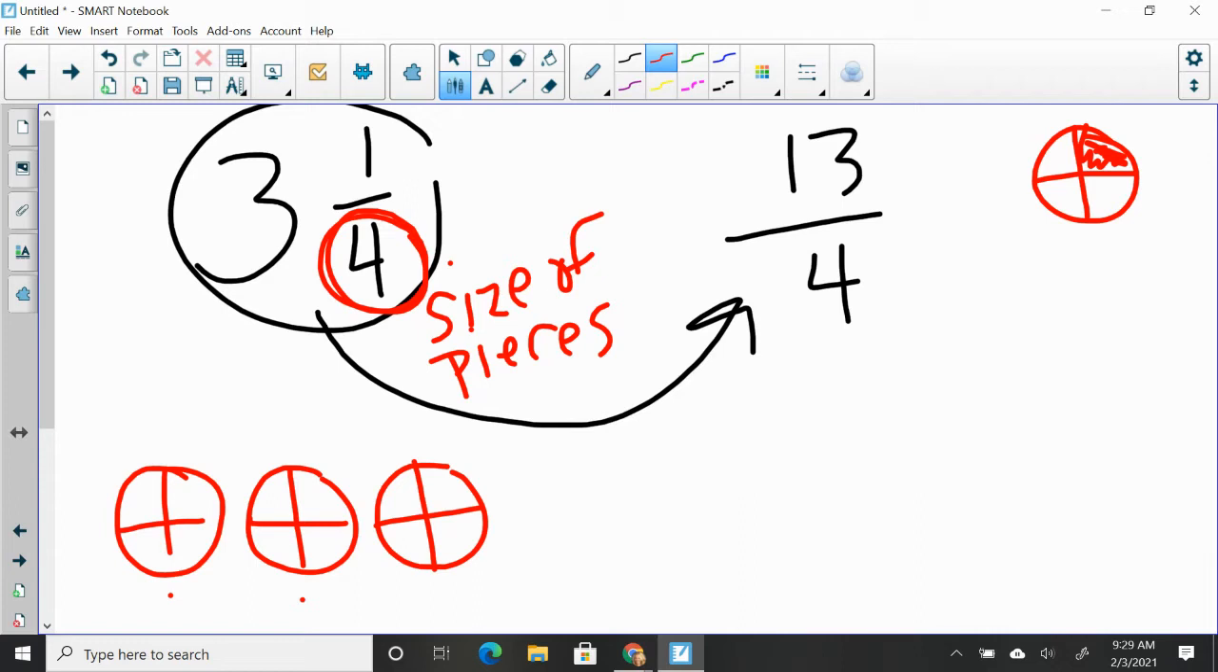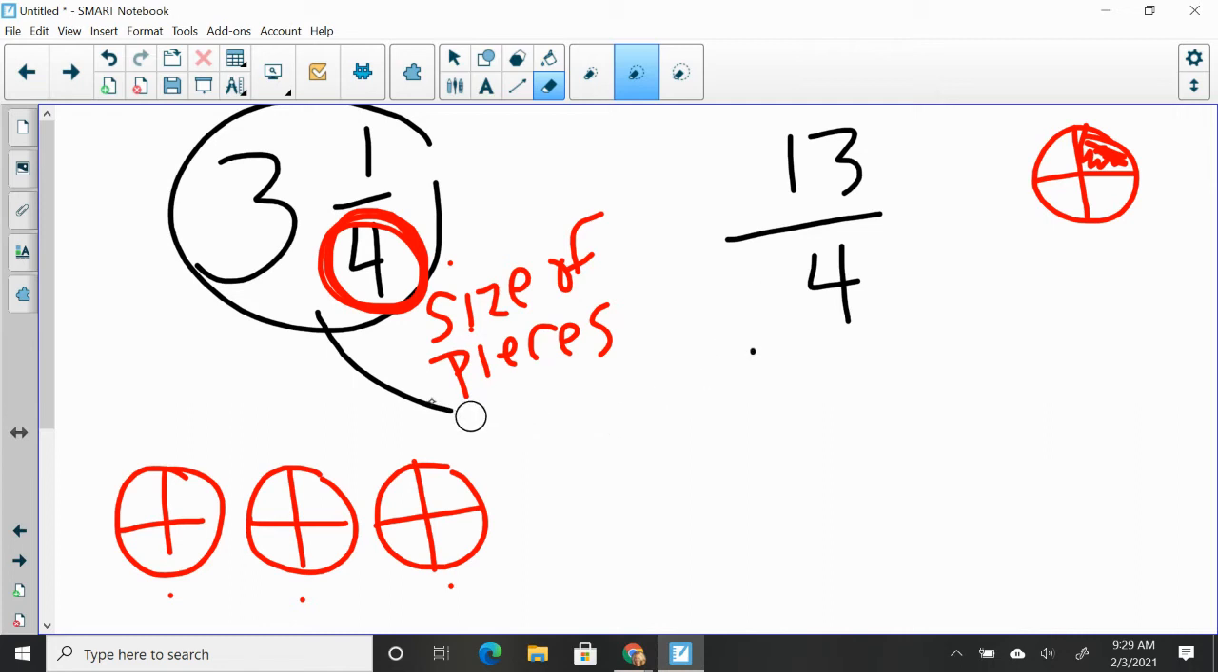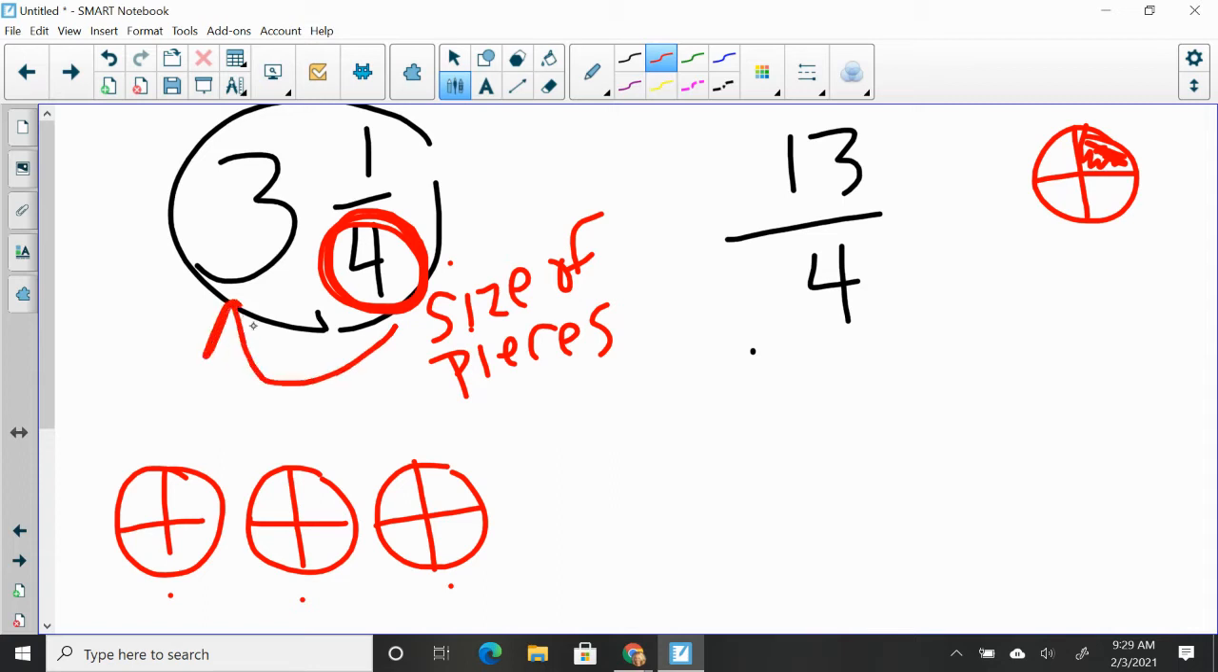4, 8, 12, right? Okay, so when you're going from a mixed number to an improper fraction, you're going to take that 4, or that denominator, and multiply that times the whole number, okay? So that's telling you that I have 3 whole things and they are all cut into fourths, or they have fourths as their piece size.